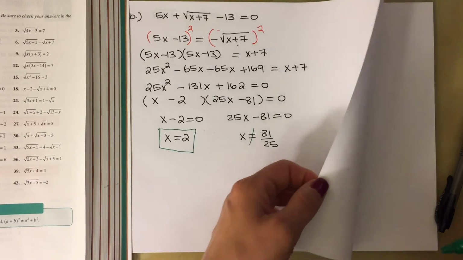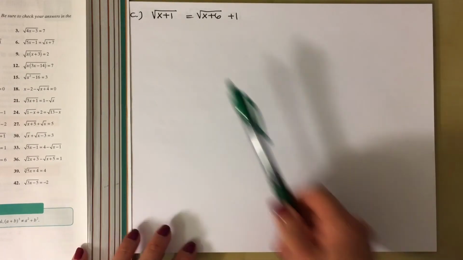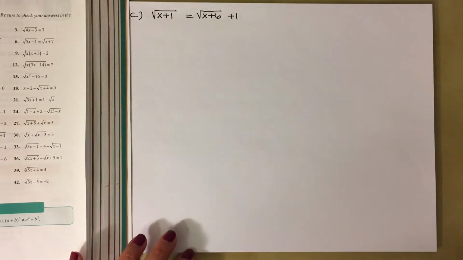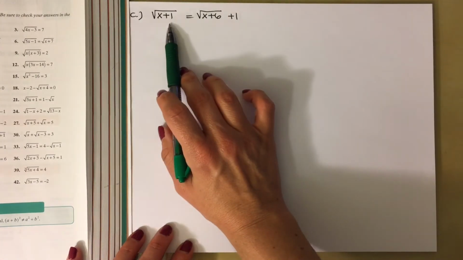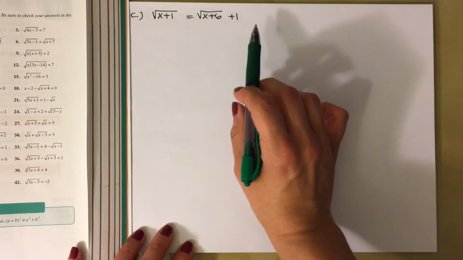Let's take a look at a third example. So this is an example where we have two radicals. Since one of them is isolated, I can just directly square both sides.